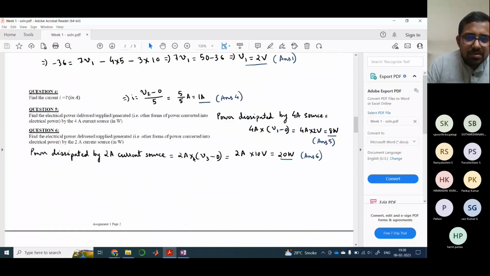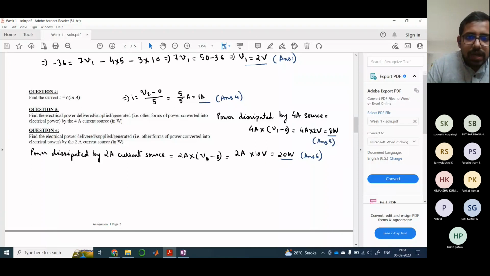So this is again very simple. The potential difference between node 3 and node 4 is obviously 0, and you found out that the voltage at node 3 is 10 volts. So this gives us 20 watt. This is what my power dissipation is.